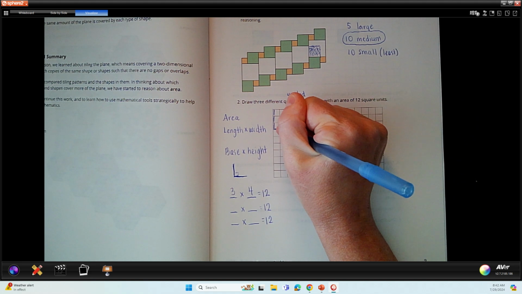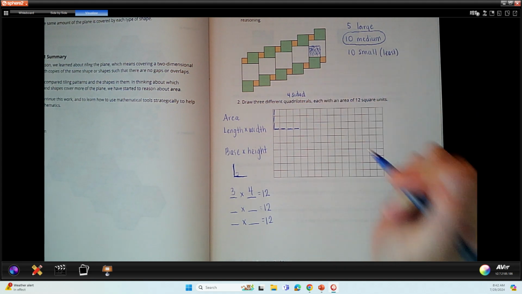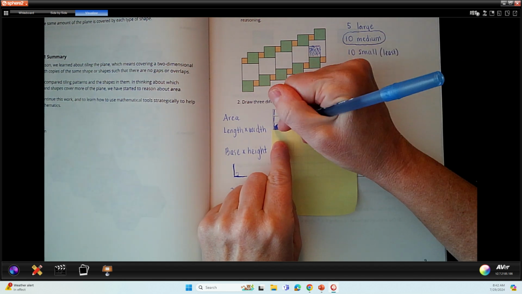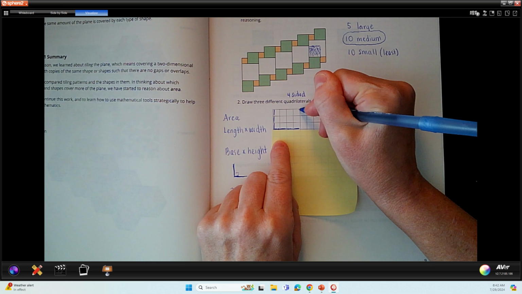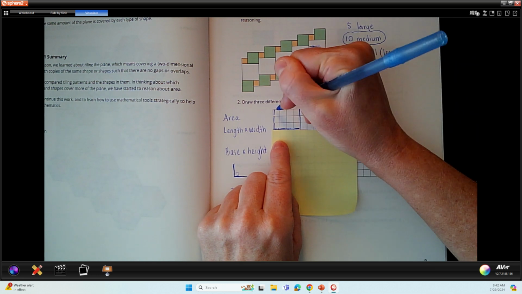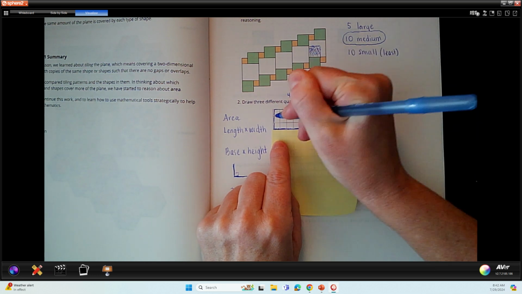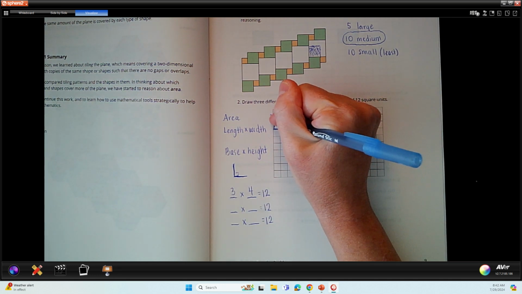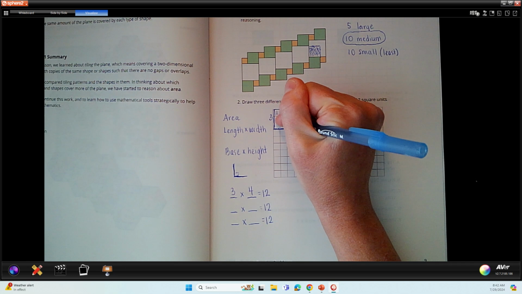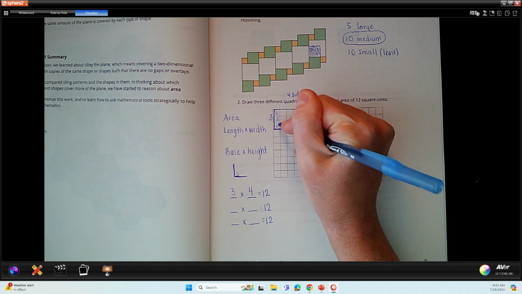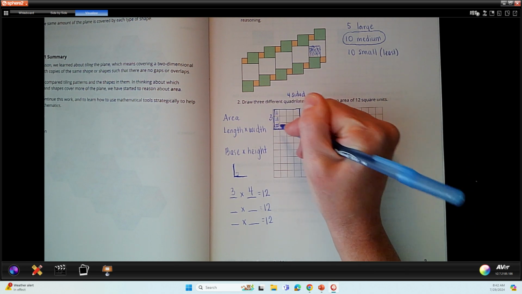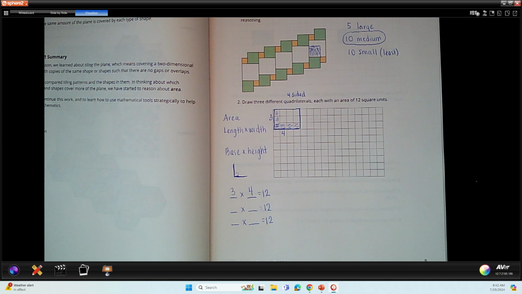1, 2, 3, 4. Now remember, I'm making a quadrilateral, not a rectangle or triangle, so I'm going to connect these all the way around. See that? Okay, there's one. That's a nice one, right? So I've got my 1, 2, 3, and I've got my base 1, 2, 3, 4. Notice this one overlaps. Okay, now what's another way we can make 12?